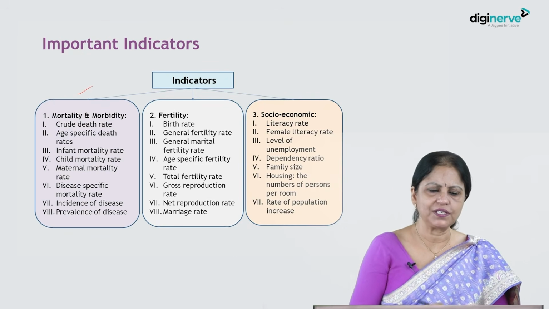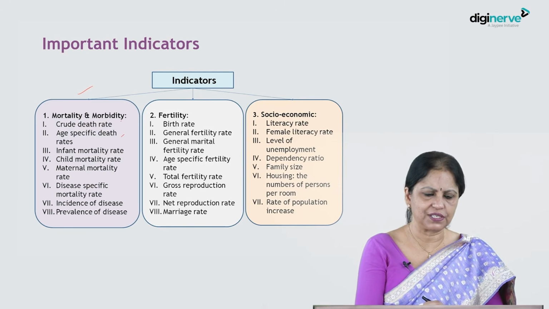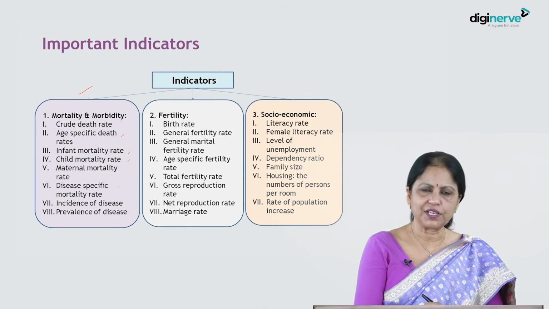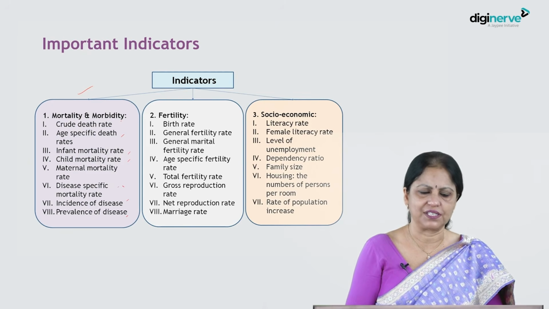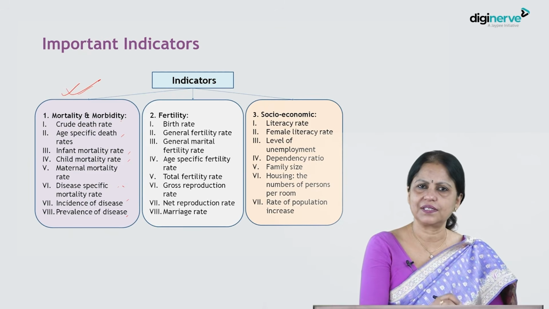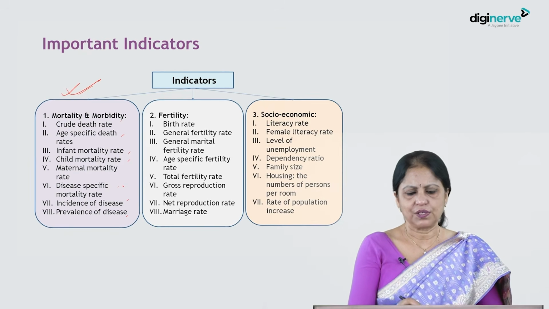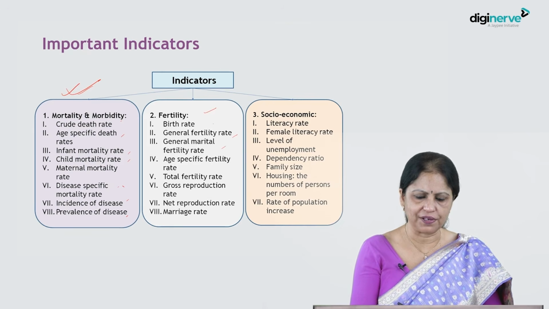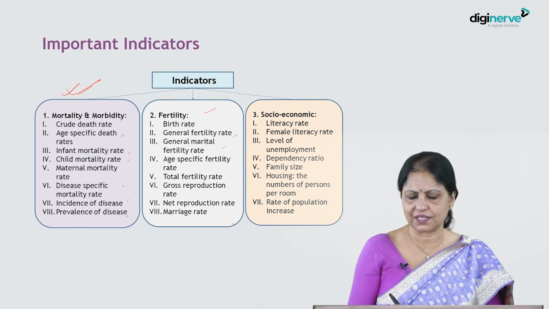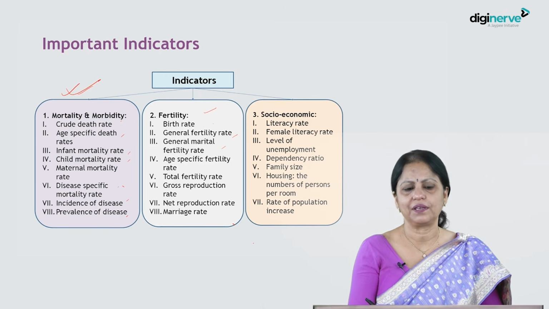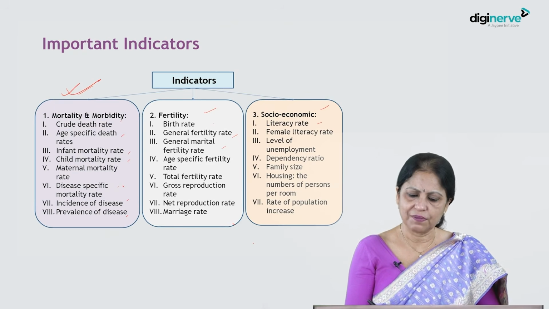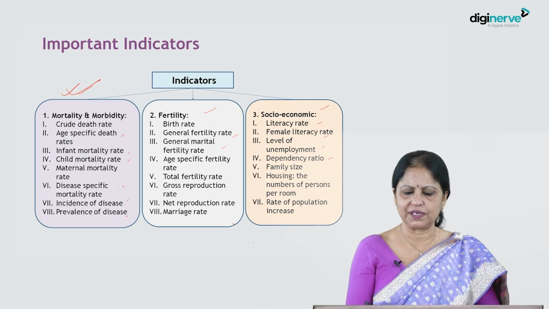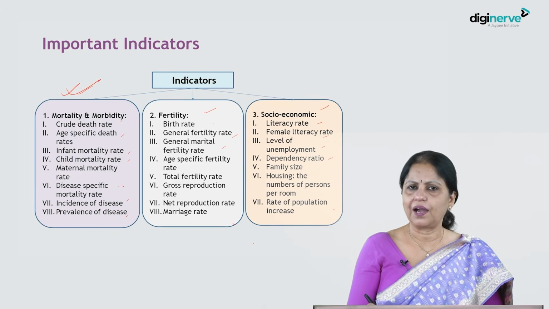So some important indicators. Mortality and morbidity, that is crude death rate, age-specific death rate, infant mortality rate, child and maternal mortality rate, disease-specific death rate. These are mortality indicators. Incidence, prevalence are morbidity indicators. These I have already discussed in detail in an earlier session. So the next are the fertility indicators. These are birth rate, general fertility rate, general marital fertility rate. All these I will discuss in this session. And also socioeconomic indicators. These are literacy rate, female literacy rate, level of unemployment, dependency ratio, family size, etc.